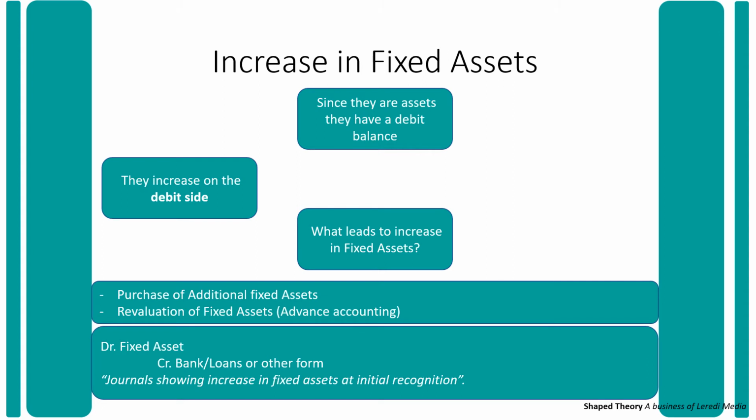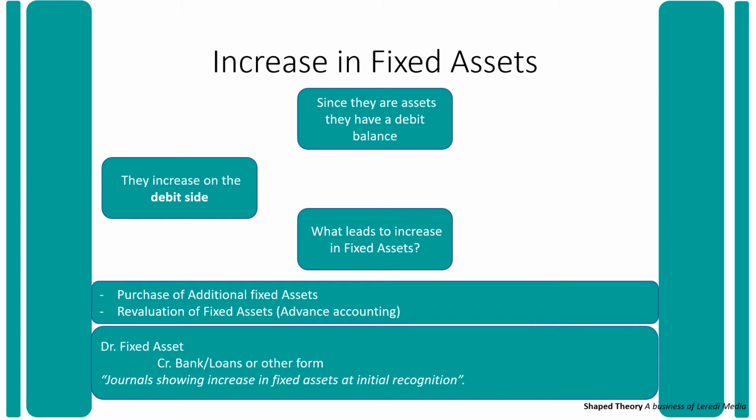So the credit entry will depend on how you bought that particular fixed asset. If you bought that particular fixed asset using cash, you'll have to credit the cash in the bank. The reason for that is because the asset that you had as cash has decreased because you used it to buy another asset. In that regard, that cash in the bank would have to be credited.